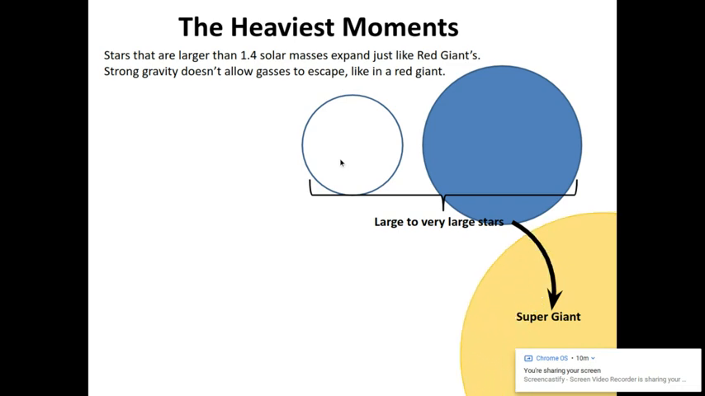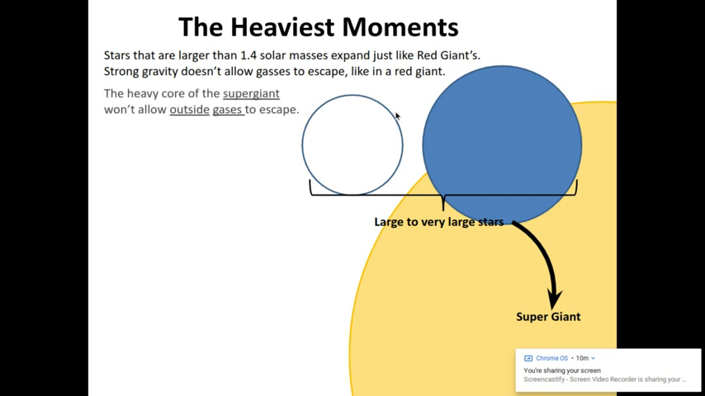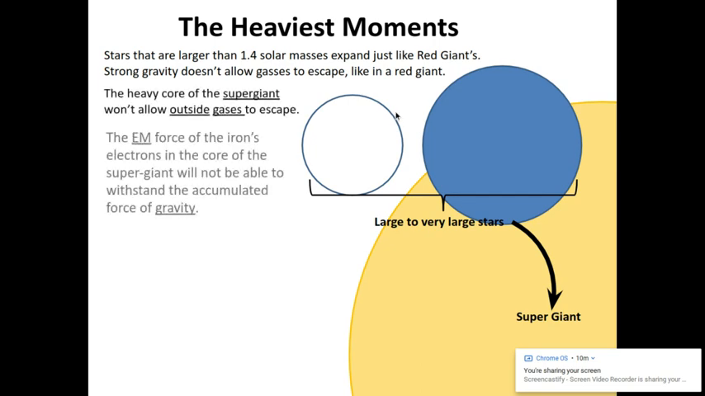So at this point, these stars will also die and form a supergiant. However, these are so massive that the gases can't escape. The gases are actually going to remain around. In the lighter stars, the gases escaped and you were just left behind with the white dwarf. But stars larger than 1.4 solar mass, our sun is 1 solar mass, expand just like red giants, but strong gravity does not allow those gases to escape. The heavy core of the supergiant won't allow them.